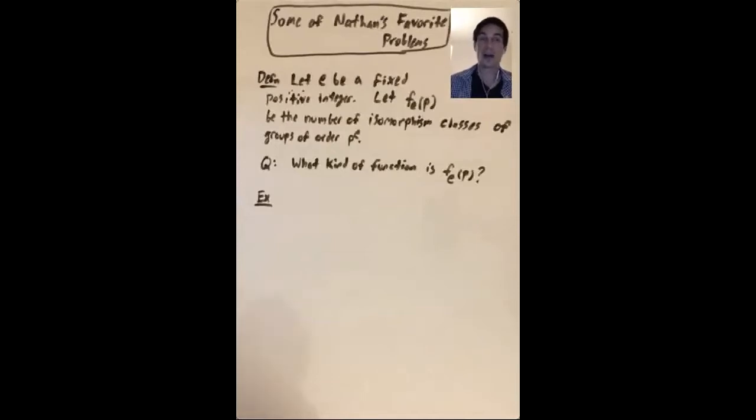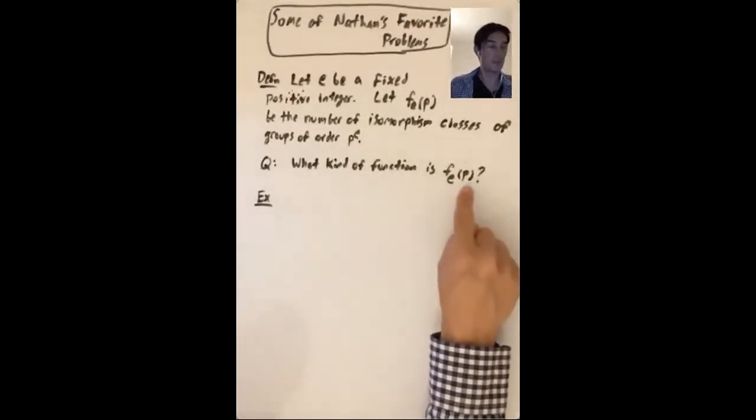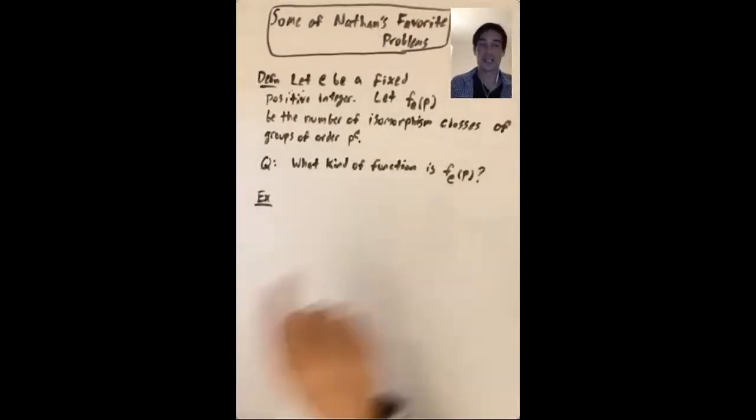So remember, isomorphism classes, we now know what it means for two groups to be isomorphic. It's not hard to see that there's only finitely many different possible groups of order like 100. So we can just divide them up: out of all of those possible group structures, which ones are isomorphic to each other, which ones are not isomorphic to each other. Okay, so what do we want to understand? e is fixed, p is varying. What kind of function is this?